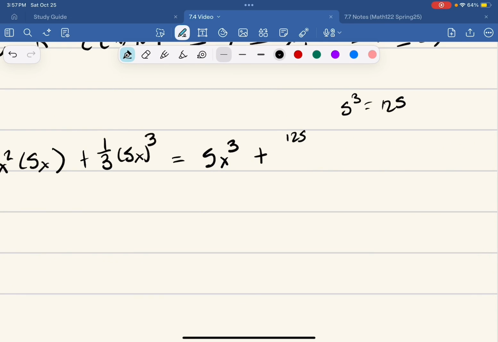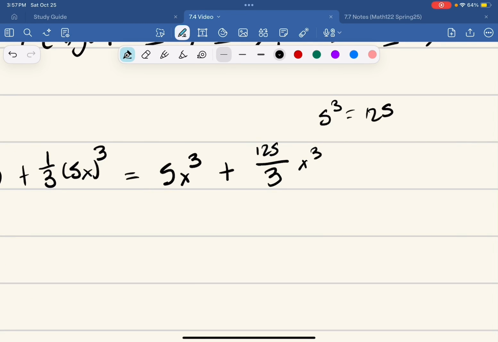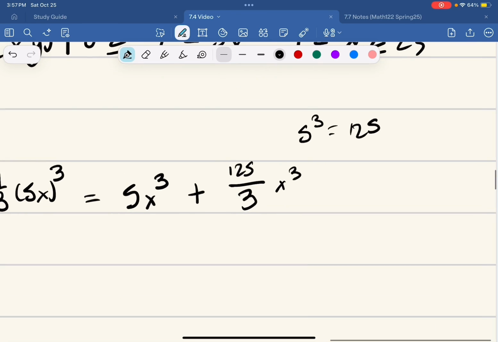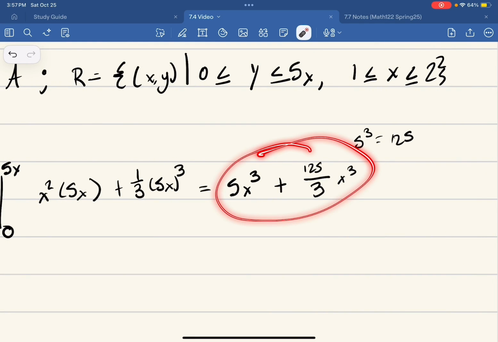$125 or 5 cubed. Yeah, 125 over 3. What is it? X, because the x is also to the third power. And so this is what we get after plugging in 5x. Yes, and we don't need to plug in 0 because we know it goes to 0.